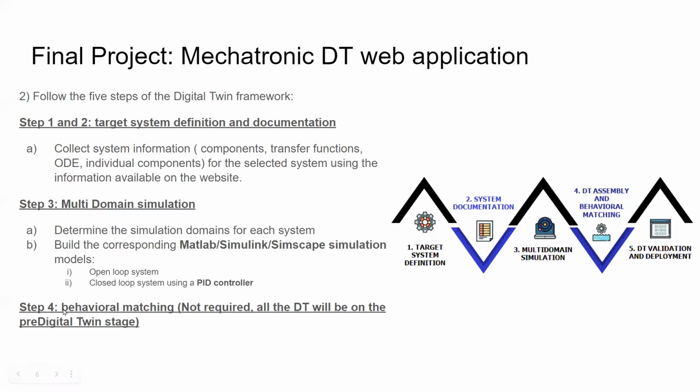In this case, the fourth step is the behavioral matching. Considering that all these systems are at level 1 of digital twin, or pre-digital twins, we are not going to perform behavioral matching for this project. However, if we jump into more complex or real applications, of course, we will need to go directly through all this behavioral matching as we did in the lab. So that's the first part of the final project. Choose the application and start following the methodological framework.